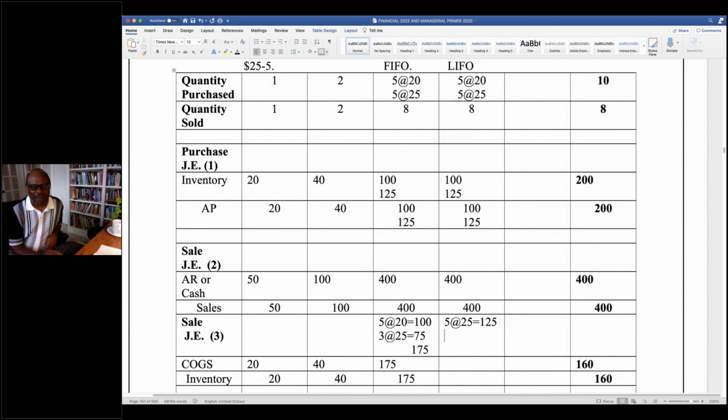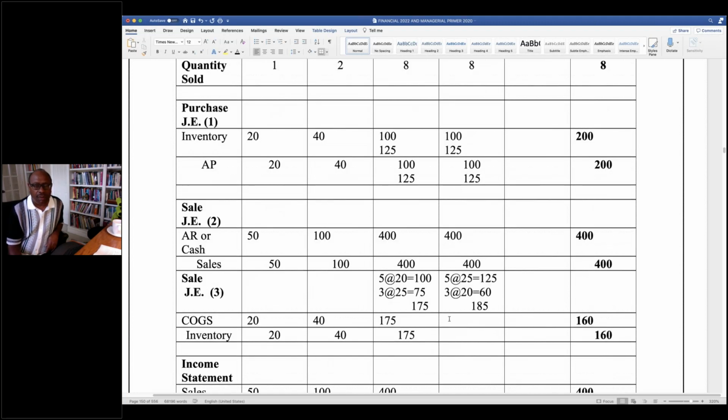Oh, okay. And then we're going to have what? 3 at what? At 20. You heard that, right? Okay. So that's going to equal what? 60. So our total now is going to be what? 185. So cost of goods sold, instead of being 175, is 185. Nothing else changed in those journal entries.